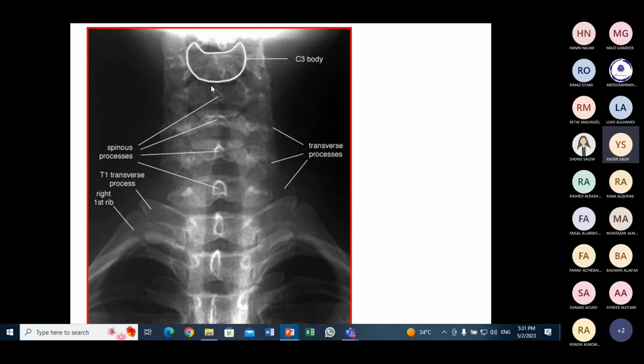This is the frontal X-ray for the cervical region. You can see this is the cervical region. You can see this is the spinous process. All these are spinous processes. This is the body of the spine, and these are the transverse processes. This is the AP or frontal view of the cervical spine.